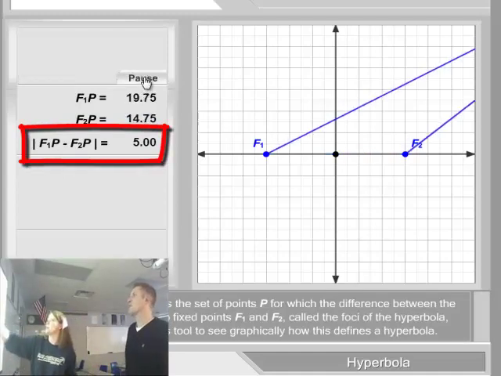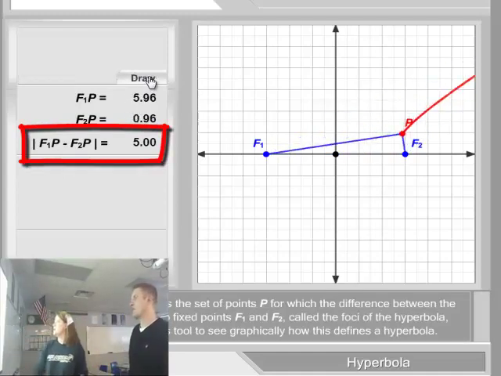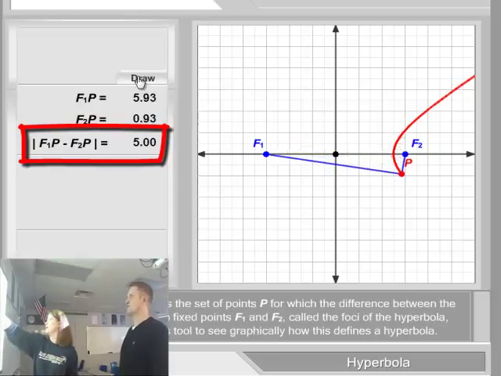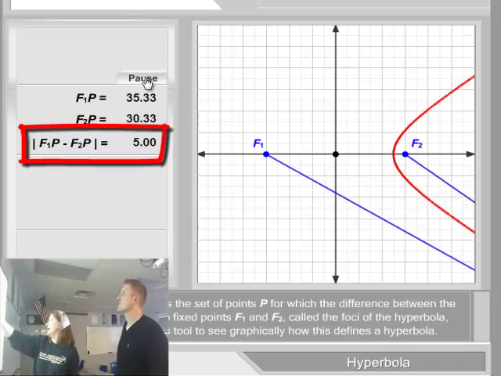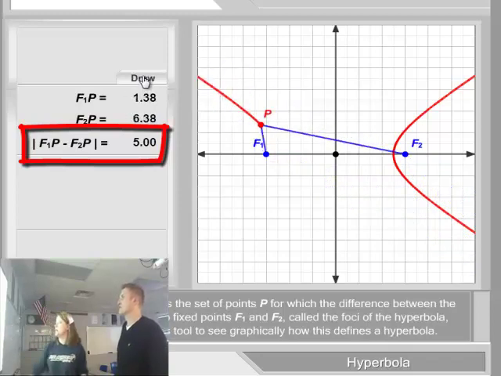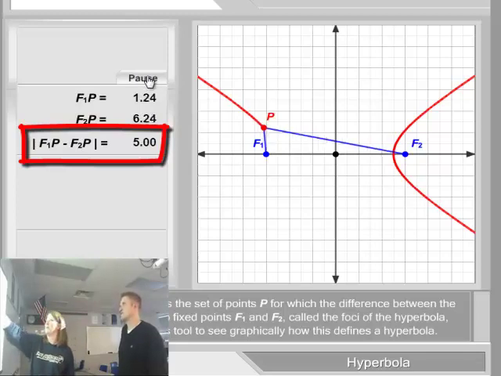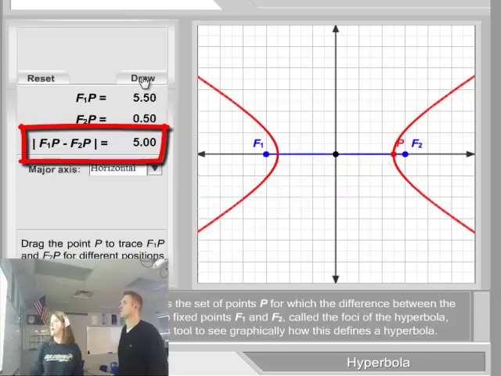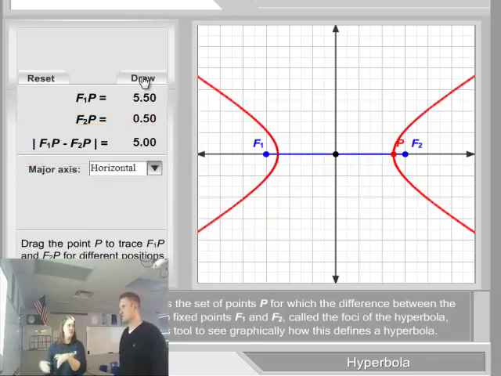Okay, so let's go ahead and start drawing. And notice if I pause now, the distance is still 5. If I keep going, the segments that make up the triangle change, but they're changing together. And in this case, from F1 to P is always bigger than from F2 to P. Again, keep drawing. Now this is kind of interesting. If we switch them and make the distance from P to F2 larger, we get a whole other branch of our curve. So the hyperbola is actually created from these two red branches.